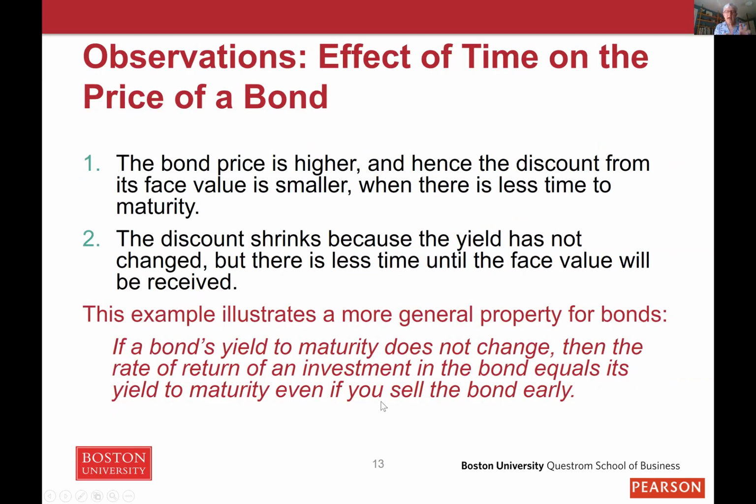And the takeaway from it, and then I'm going to go back and talk about the coupon bonds. The takeaway from it is that as we get closer to maturity, if it's a zero coupon bond, the price is going to get higher, and the discount is going to get smaller because there's less time to maturity. So if a bond's yield to maturity doesn't change, the rate of return on the investment is going to equal the yield to maturity, even if you sell the bond early.